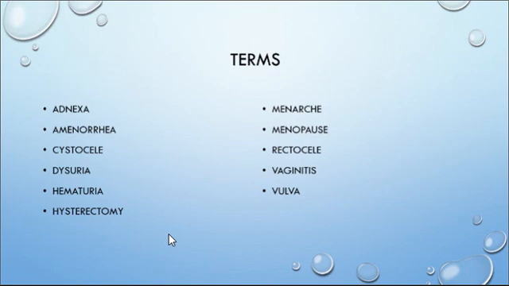I didn't put that term on here, but you should know that. Menarche is the beginning, their first menstruation. When you ask about their last menstrual cycle, you will ask what was the first day of your last menstrual cycle. Menopause is when menstruation has stopped. A rectocele is prolapse of the rectum into the vagina, which can happen in older women. Rectocele and cystocele, sometimes both. Vaginitis is an inflammation of the vagina, and the vulva is the external genitalia of the female. And that's the end of this lecture.